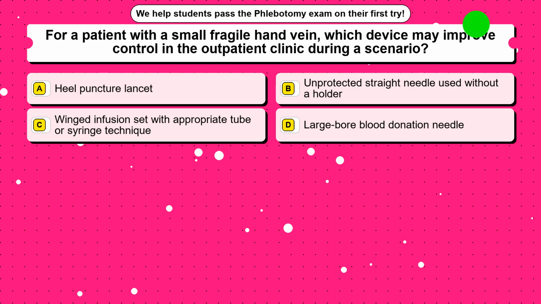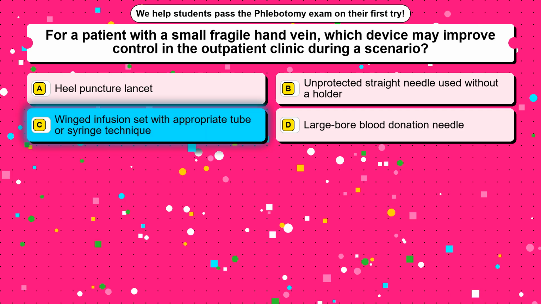Question 22. For a patient with a small fragile hand vein, which device may improve control in the outpatient clinic during a scenario? Option A, heel puncture lancet. Option B, unprotected straight needle used without a holder. Option C, winged infusion set with appropriate tube or syringe technique. Option D, large bore blood donation needle.